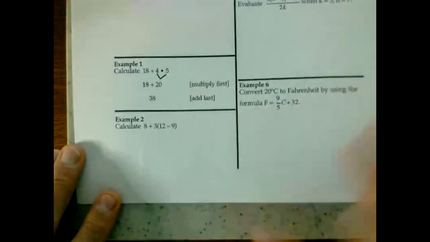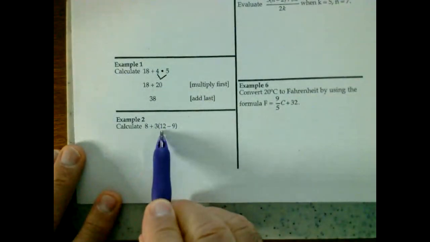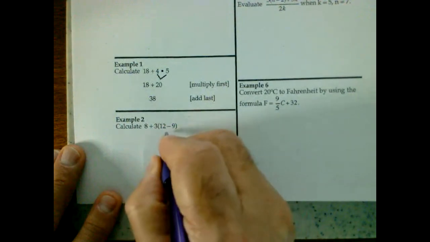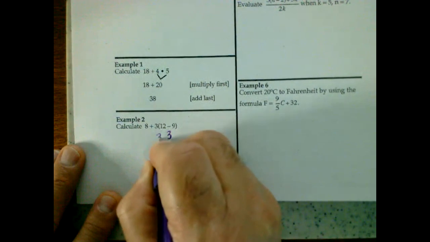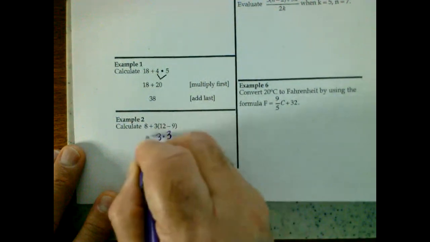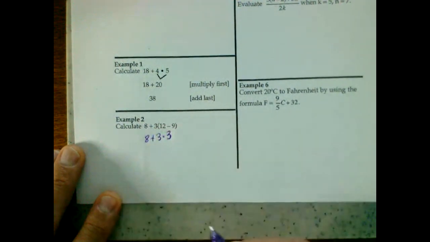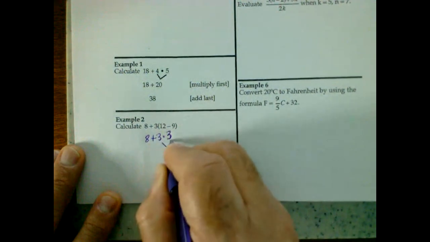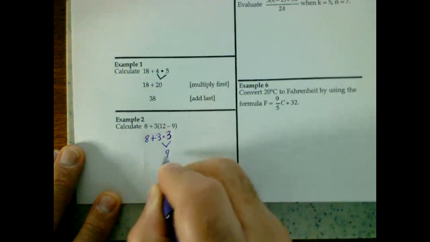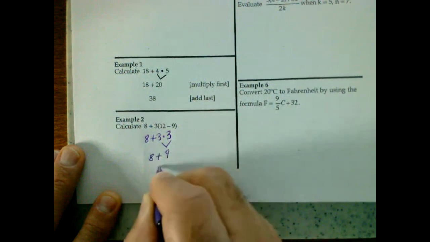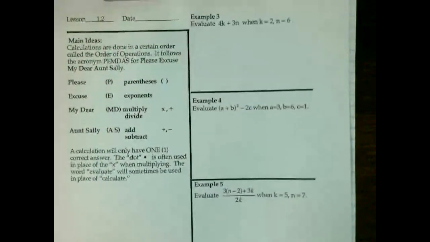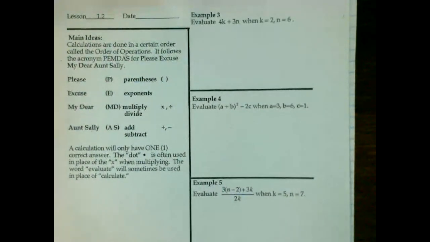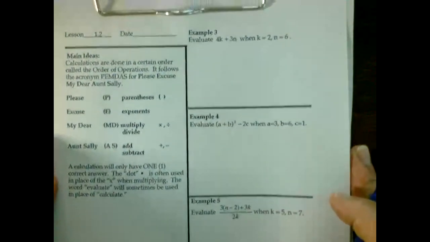Let's do one together. The parentheses must be first. 12 minus 9 is going to be 3. And then this is going to be 3 times 3 and then 8 in front. We also know that multiply comes first. So we have a 9. 8 plus 9 is going to be 17. And so this is an exercise in making sure that you do the calculation in the correct order.